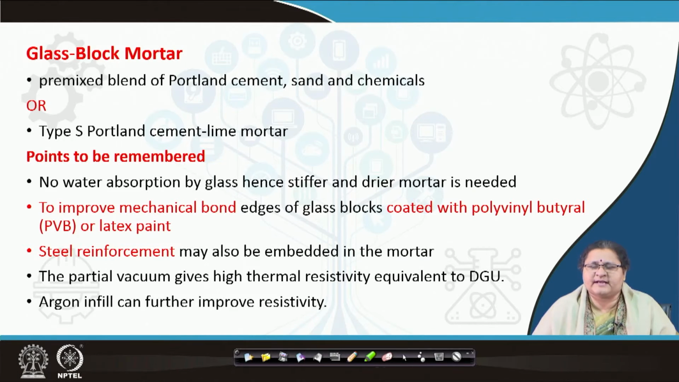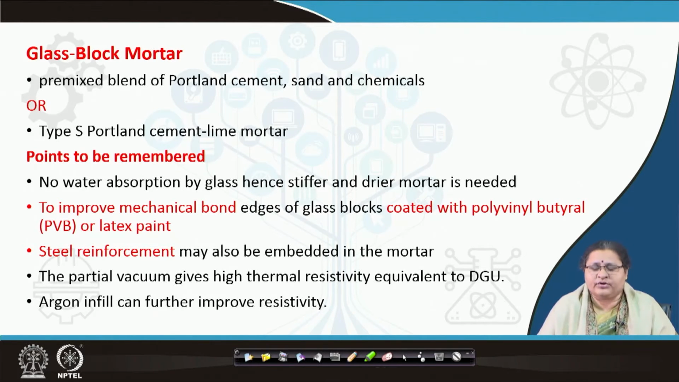Sometimes windows are also made of glass blocks. If somehow you can infill argon, further thermal resistivity can be achieved. However, these have more applications in countries which are very cold, where they are facing minus 20 to 40 degree centigrade temperature, whereas you have to maintain the inner 23 to 26 degree positive temperature. So, there these kinds of windows are also effective.